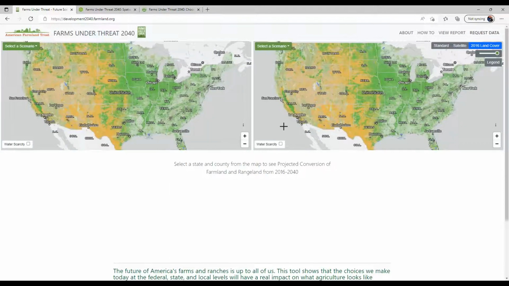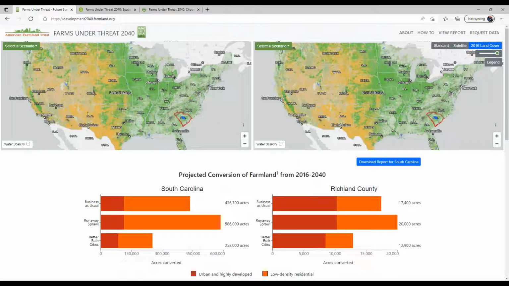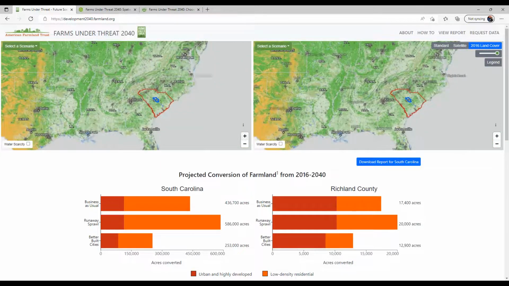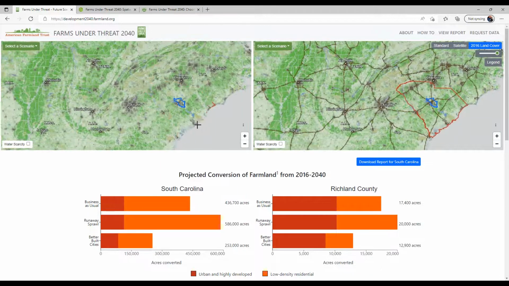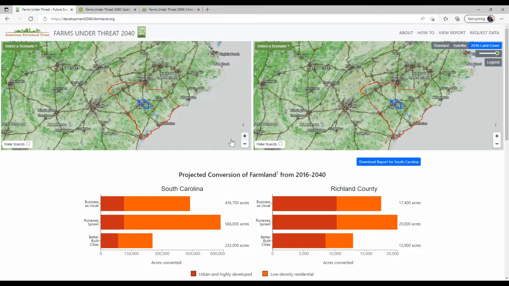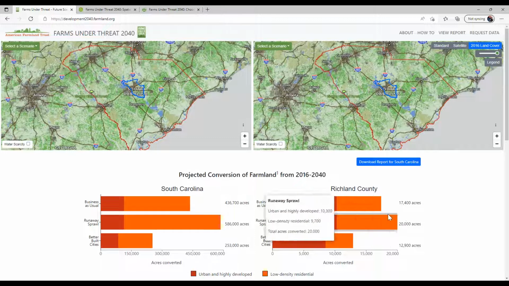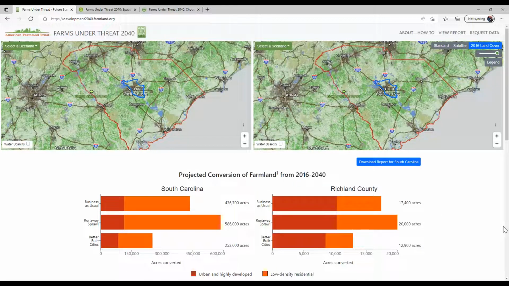So now we're going to zoom in to South Carolina. When you zoom in, you click on the state, and up pops this information down right below it. You see the information for the state on the left-hand side, and the county that comes up on the right is wherever your cursor happened to be when you clicked on the state.